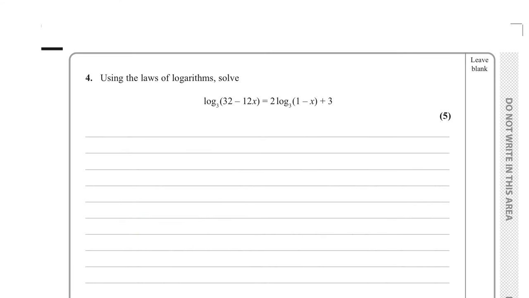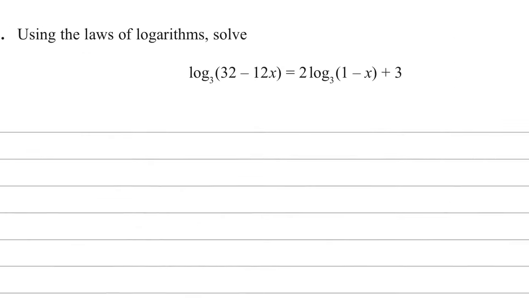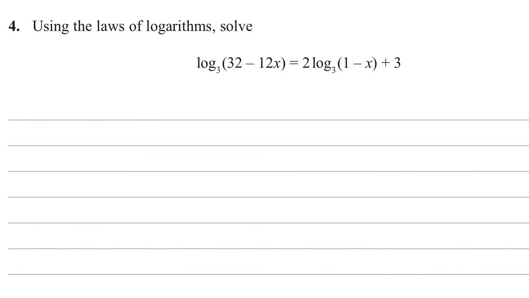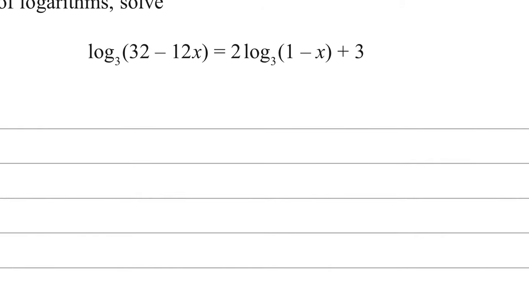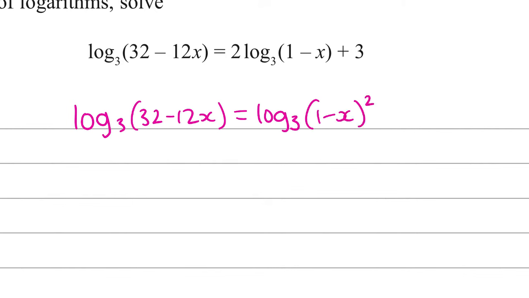Okay then, you can take it away. So number 4, using the laws of logs, solve this. Now this is probably the nicest question ever, with a bit of a sting at the end. Are they pretty much all in the same base that we need for right now? Yes. So what do we know? We know that log base 3 of 32 minus 12x equals log base 3 of (1 minus x) all squared plus 3.